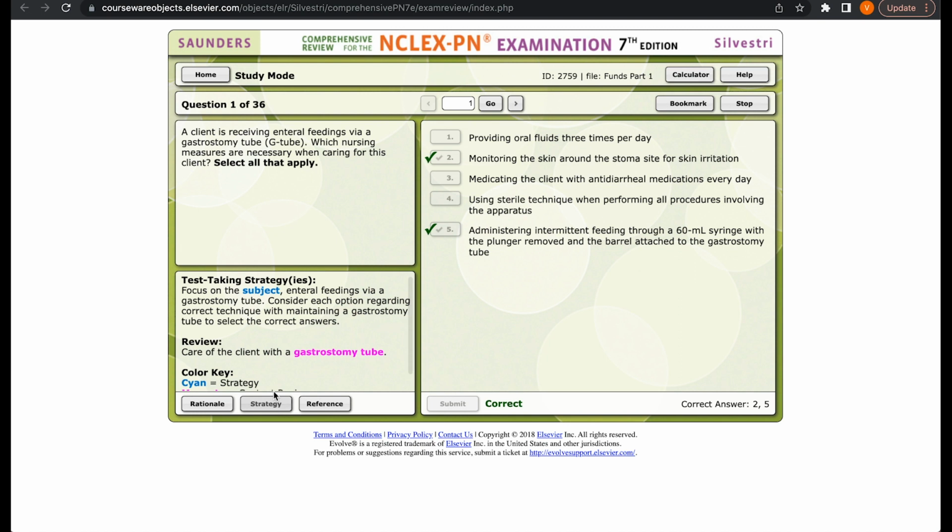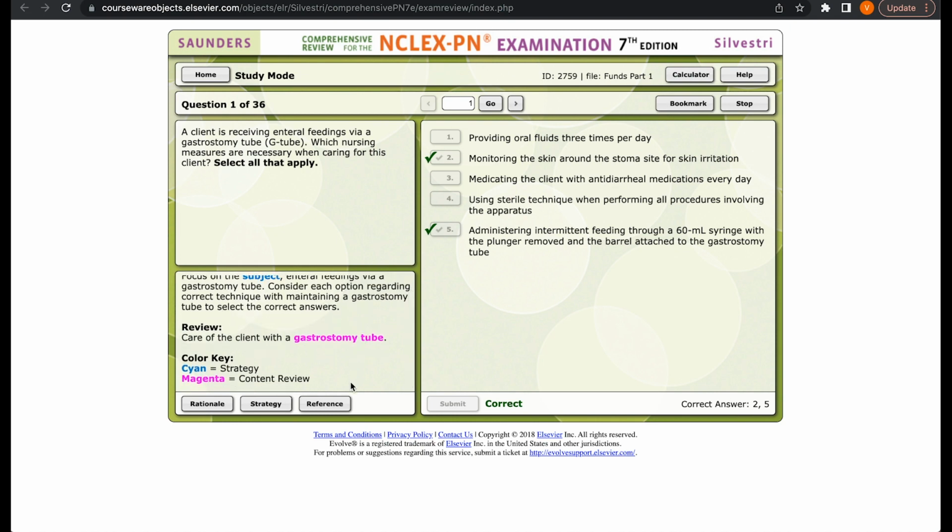After doing that, I look at strategy, and it gives you tips on what to look for in the question and ways to pretty much help you break down answering the question to help you get a better understanding. I also keep that in mind for the next time I see that specific subject area. And once I'm done with that, that's pretty much how I use Saunders. So as you guys can see, that is how I use Saunders online.